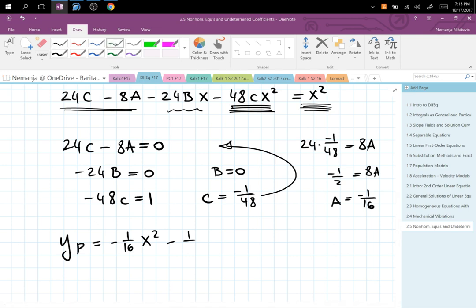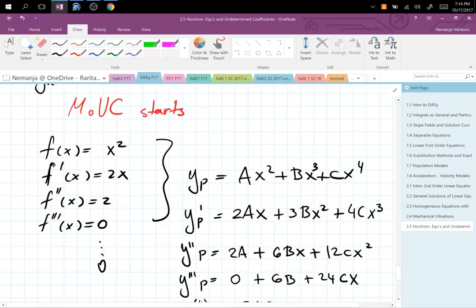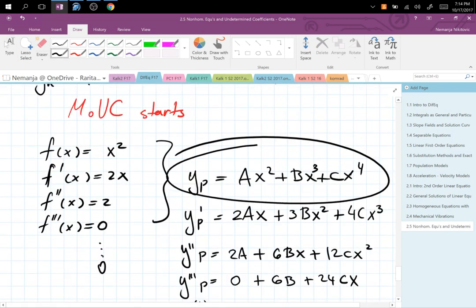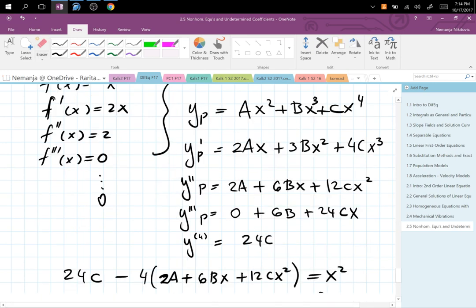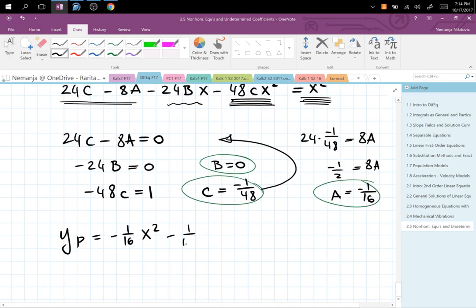Maybe I should, let me just circle them in green. So negative 1 over 16 x. I'm plugging everything into the yp over here. So I have A, B, C. I found them. So B was 0, so that term dies. A is negative 1 over 16, and C, x to the 4th. So negative 1 over 48, x to the 4th.